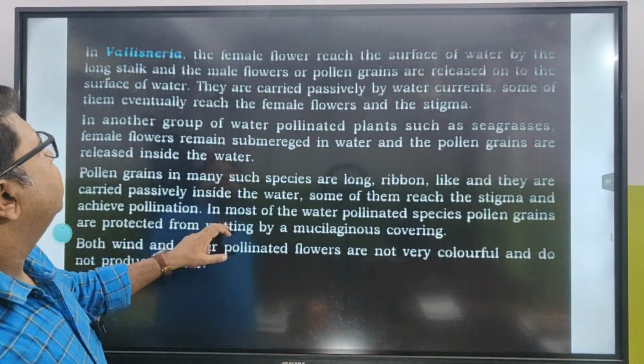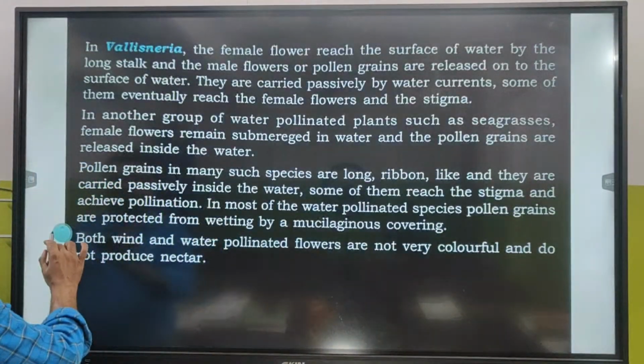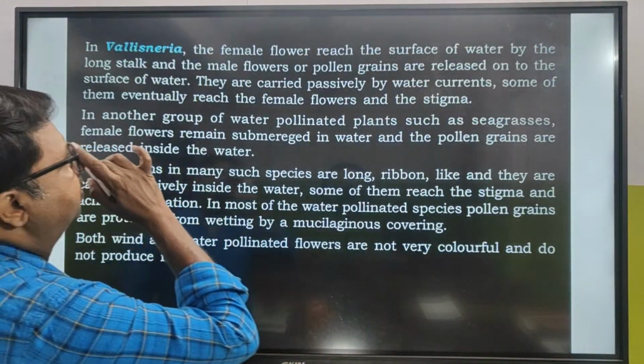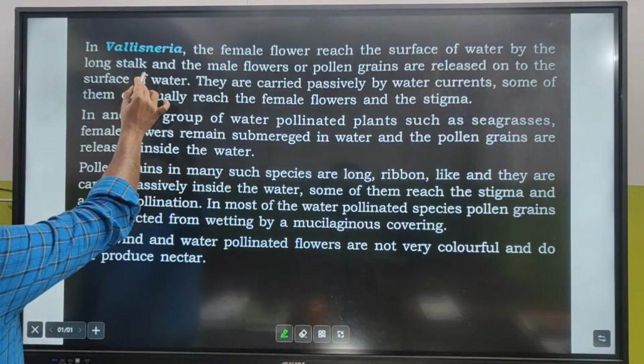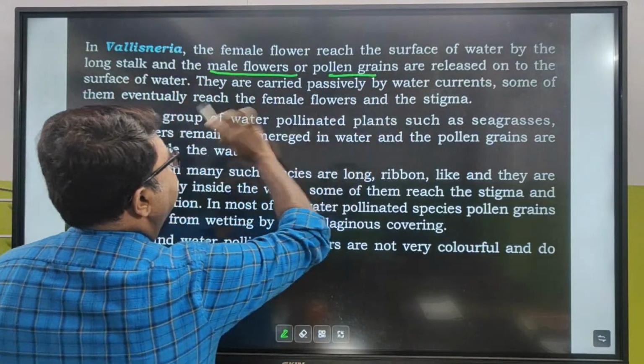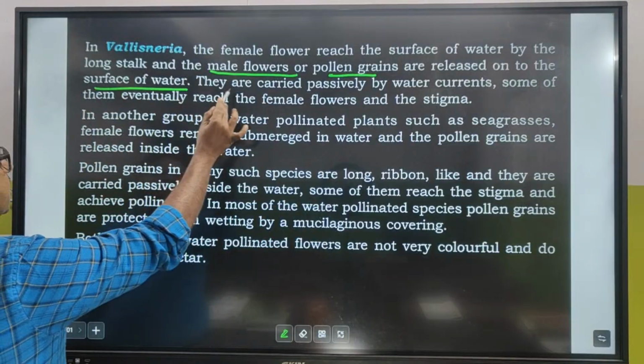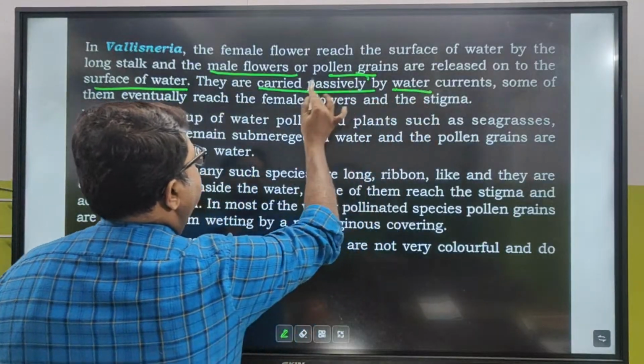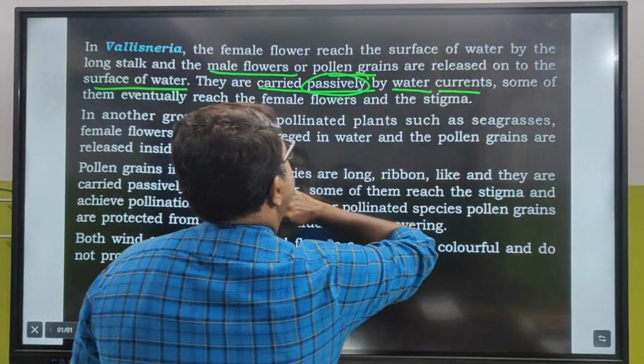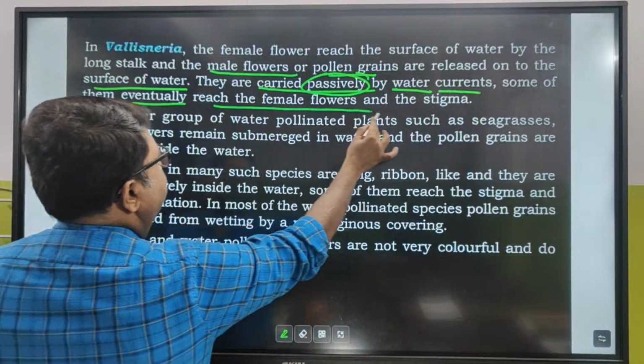Okay, so that's it about hydrophily. In Vallisneria, the female flowers reach the surface of the water by the long stalk, and the male flowers or pollen grains are released onto the surface of the water. They are carried passively, automatically, by the water currents. Some of them eventually reach the female flowers on the stigma.